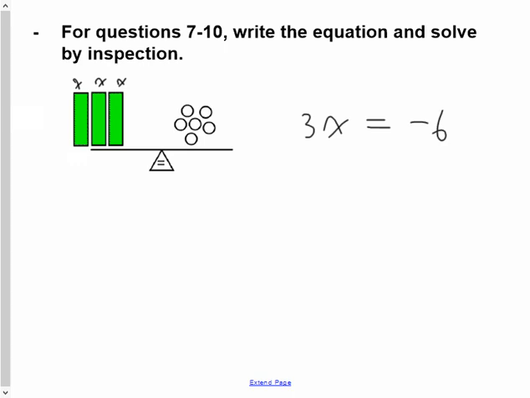So now that we have it interpreted, we say 3 times what number is negative 6? x must be negative 2 by inspection. 3 times negative 2 is negative 6. So each of these must be worth negative 2. So negative 2, negative 2, negative 2 is negative 6.